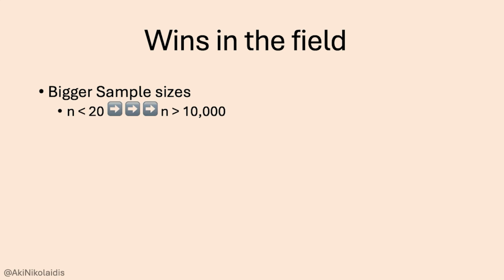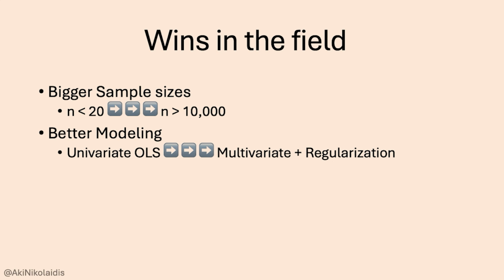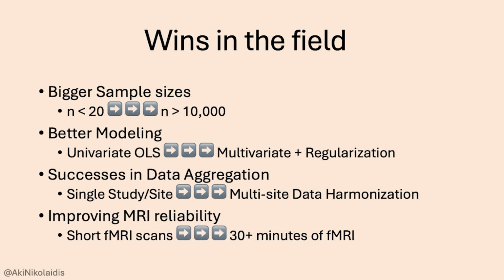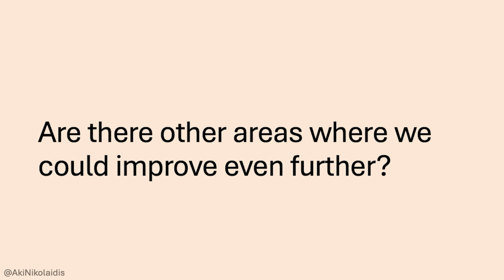For example, we've moved to bigger sample sizes. We have these massive samples now. That's fantastic. We've moved from univariate OLS that tends to overfit to multivariate models with regularization. We are finally tackling the really complicated problem of how to do data aggregation in a way that is unbiased. And we've made significant strides in improving MRI reliability, from short scans to much longer scans, reaching reliability levels of 0.9 or more for structural data and 0.8 for functional data if you have enough of it.